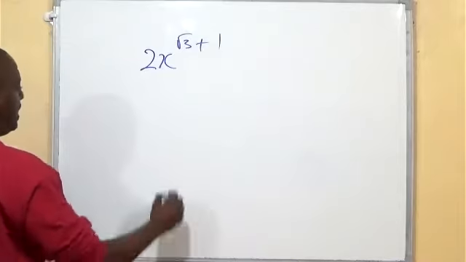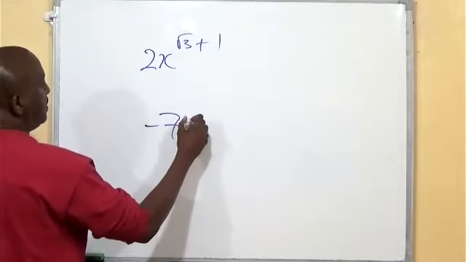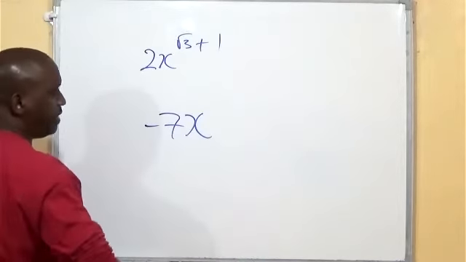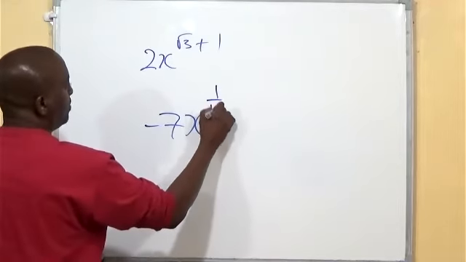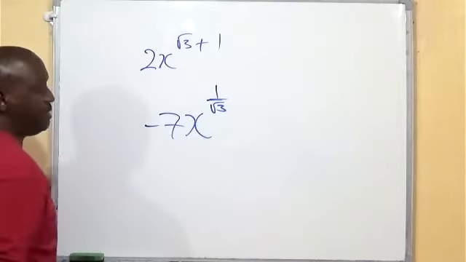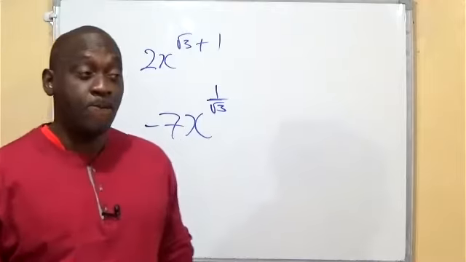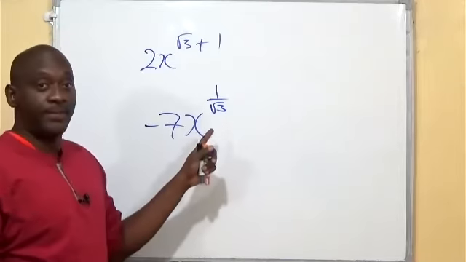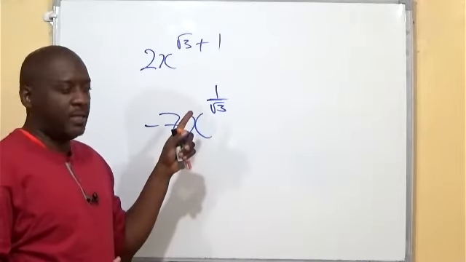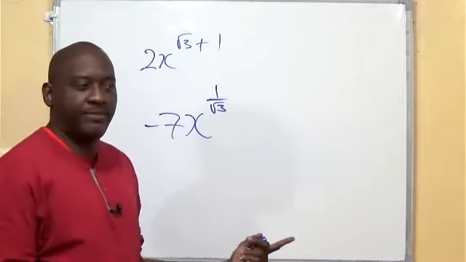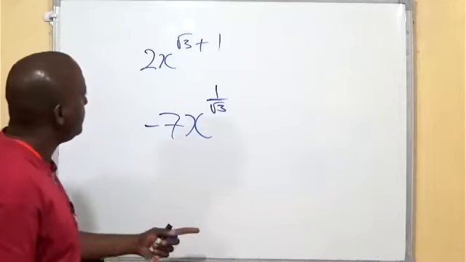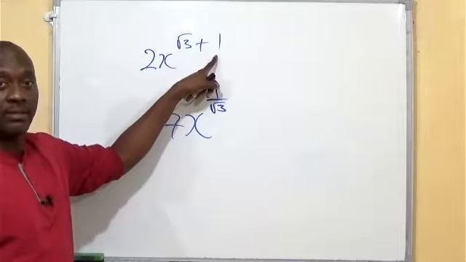Suppose you get something like minus 7x to the power of 1 over root 3. I'm not saying to go in expecting that, but if for some reason you get something crazy like that, you still have to be able to function. Your brain is not supposed to freeze if you see that.